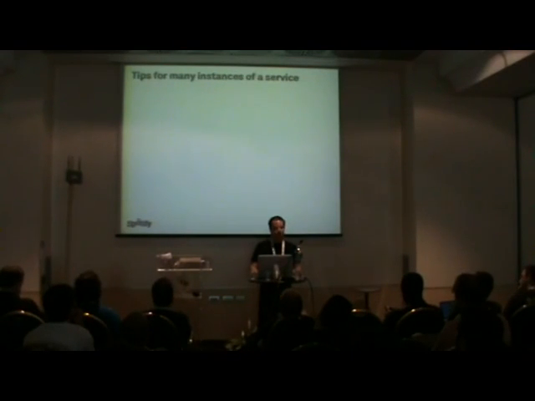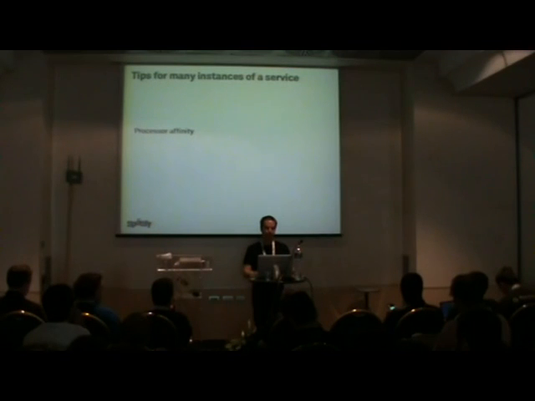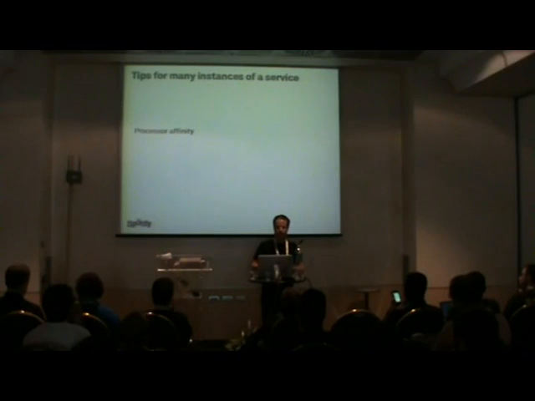Okay, so here's some miscellaneous tips for dealing with having a lot of instances of the same service. Processor affinity. In Linux, there's a command where you can tell the kernel that a particular process ID should be sort of pinned to a certain CPU core. And this is really nice for being able to get good cache hits. If the scheduler is moving your process to different cores, then it's not going to be able to make the best use of the L1 cache, because that's per core.